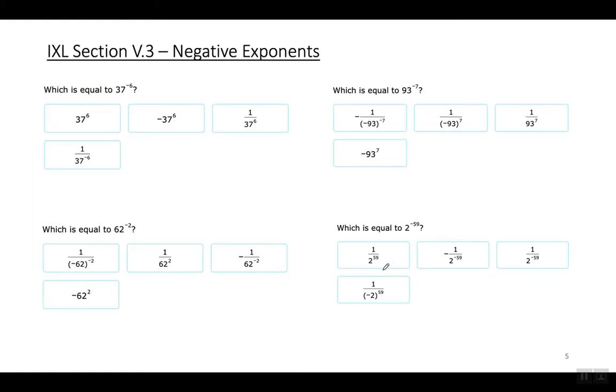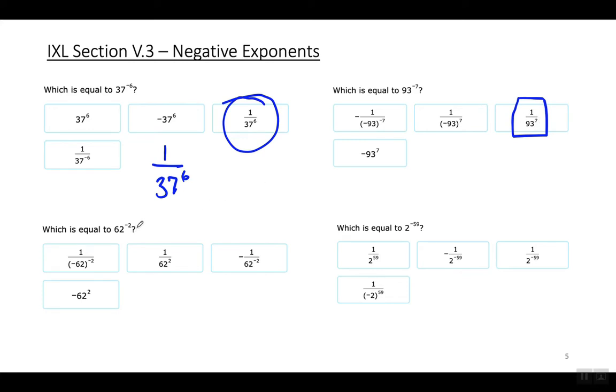Alright, so which of these is equal to 37 to the negative 6th power? Just put it in the numerator and that's your answer. Which is equal to 93 to the negative 7 power? Just put it in the, by the way, did I say it correctly? I can't remember what I said. I think I might have misspoke. Alright, so on this one, which is equal to 93 to the negative 7 power, I would just put that number in the denominator, and there's your answer.